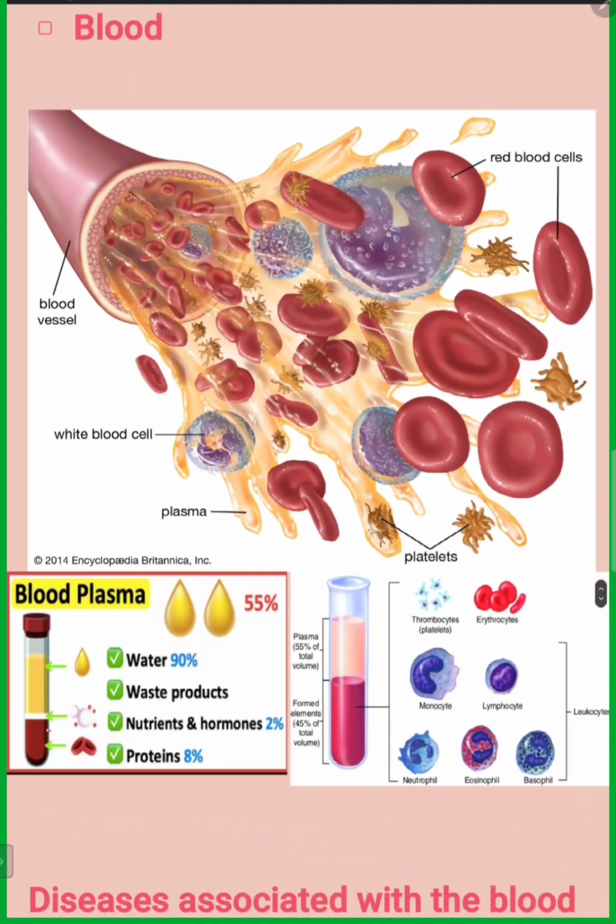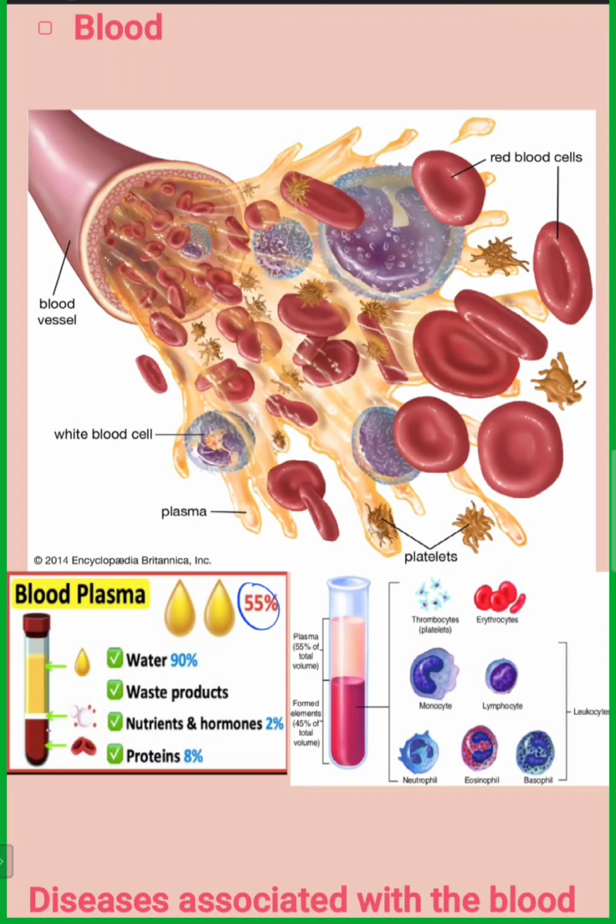The last component of this lesson is blood. As you have learned in the first lesson of grade 11, the blood consists of two parts: blood plasma and corpuscles. Blood plasma makes up 55% and the corpuscles 45%. Plasma consists of water, waste products, nutrients, proteins, hormones, and ions, but the majority of the plasma is water. It is 90%. The corpuscles are of three types.